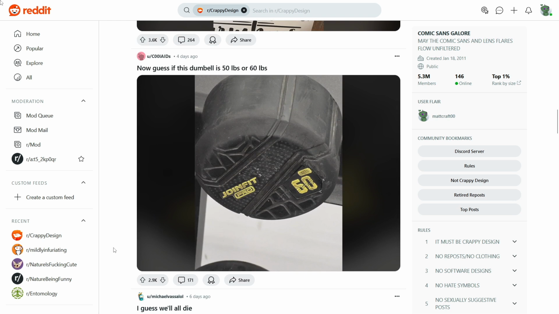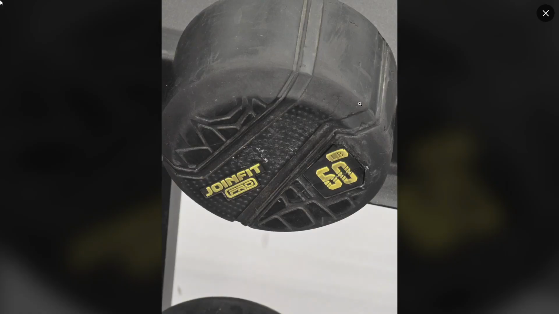Now guess if this dumbbell is 50 pounds or 60 pounds. Let's see here. That is really weird. Is it 50? Oh, I see, it is 50. But it's 60. Is it 50 or... No, it's 50. It could be 50. This is so stupid, though. Why is there lines on a press that is already broken?